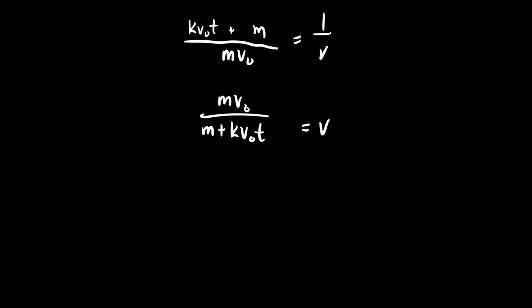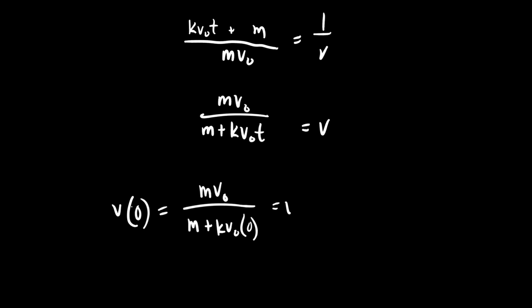V is a function of t. Interesting thing here, we know something about this problem. We know that at t equals 0, the velocity is v naught. Let's test that. V at time 0 will be m v naught over m plus k v naught times 0. Well, does that turn out to be v naught? Yeah. How convenient, since that's what it's supposed to work out to.